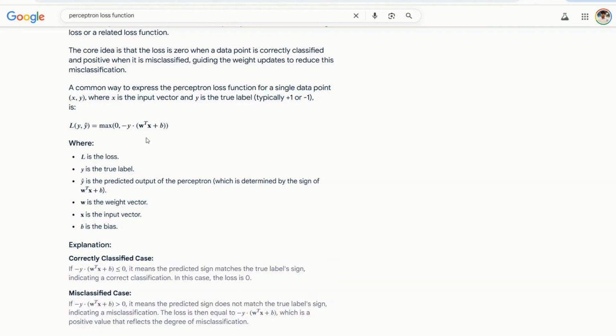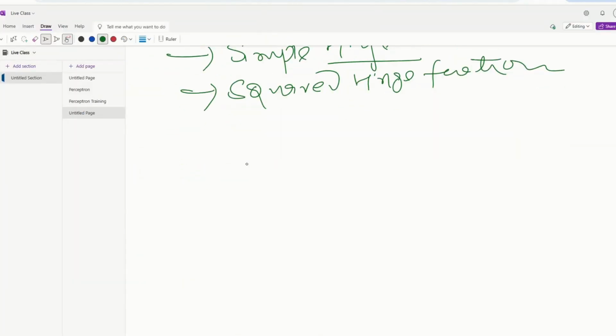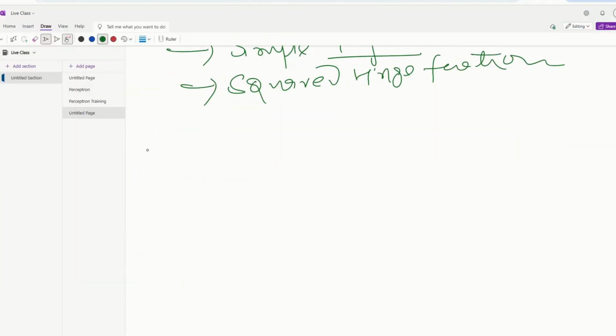I'm not going to read that. This is the formula, the mathematical equation, of the perceptron loss function, which is nothing but the hinge function. Let me explain that. So how do we write that? Let me write that. The loss function is like this.